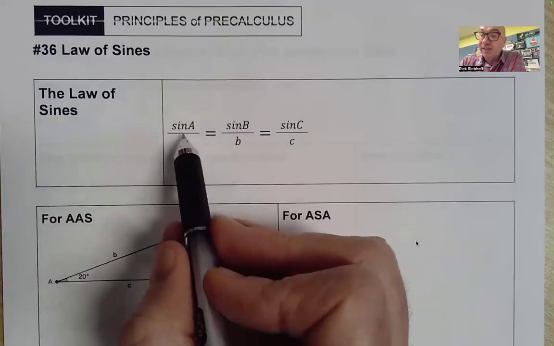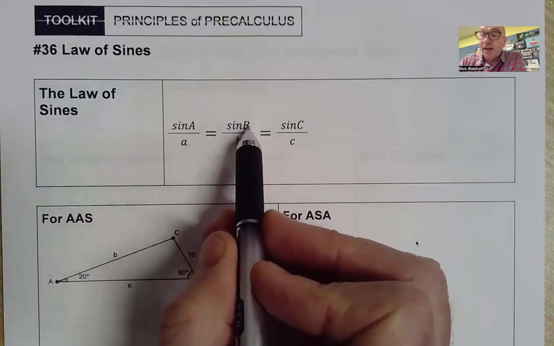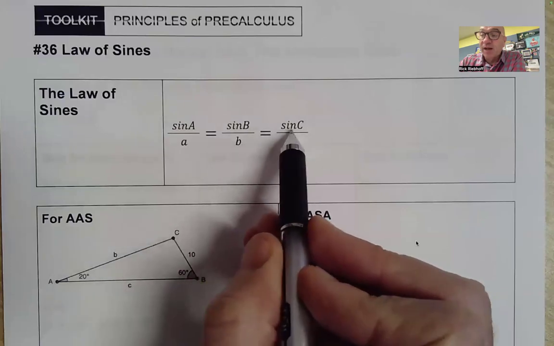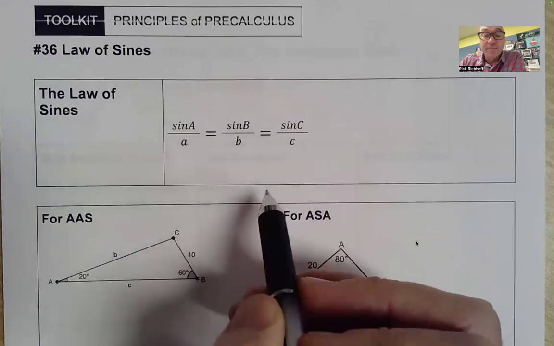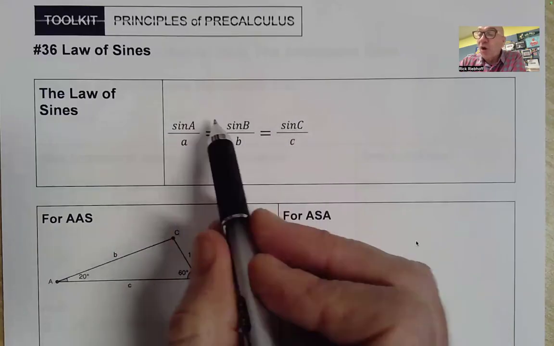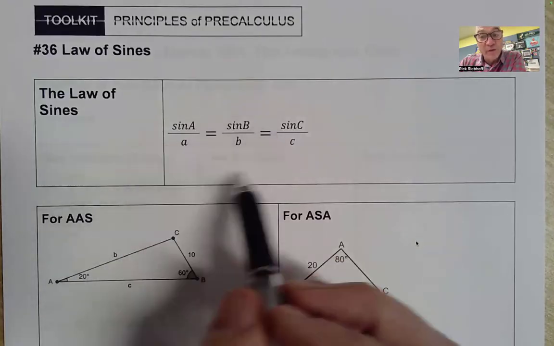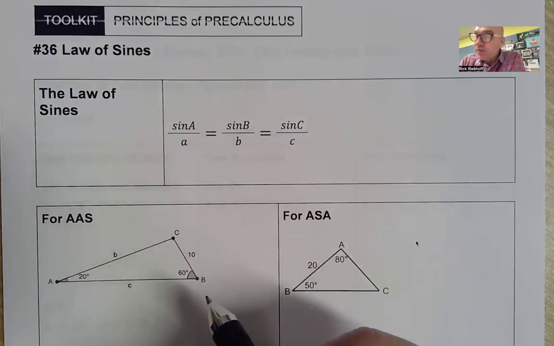Okay, so the law of sines is sine of angle A over side A equals sine of angle B over side B equals sine of angle C over side C. Basically the ratios of these are all going to be equal to each other. It's pretty genius, pretty cool. There's a cool proof for this, but I'm not gonna throw that at you.